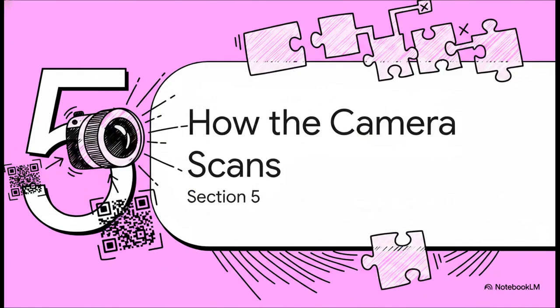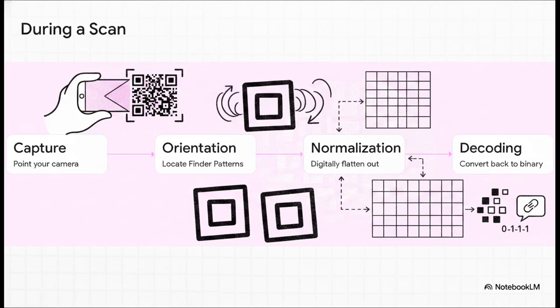And lastly, Section 5, how your camera scans it. Okay, we've dissected all the anatomical parts, we understand the binary translation, and we know all about the error correction. Now, let's put all of these pieces into motion for a real-time scan. When you hold your phone over a menu, 4 things happen in literally a fraction of a second. Step 1 is capture. You point your camera at the grid. Step 2 is orientation. The software instantly searches for those 3 big corner finder patterns to orient the image so it knows what's up and down.